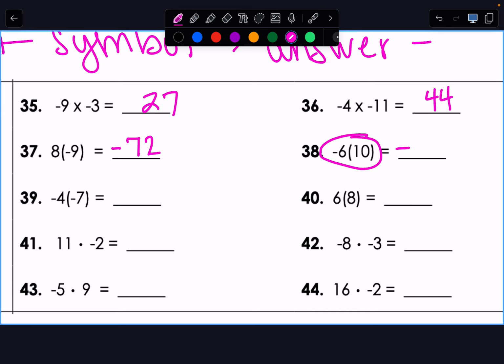Okay, we have a negative times a positive, which means our answer is negative, specifically negative 60.